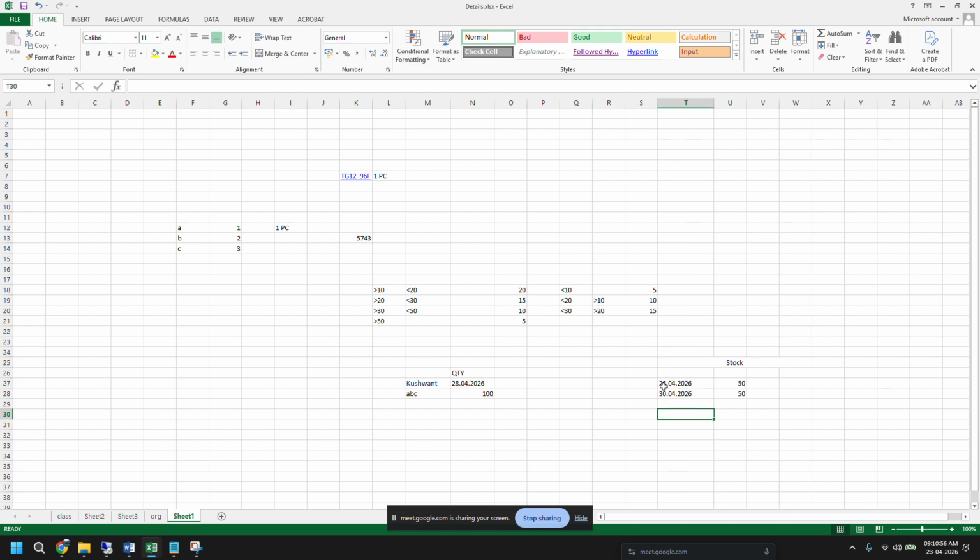Now there are two scenarios. Either Kuswant will say, okay, fine, send me 50 pieces on the 28th, and another 50 pieces you can send me on the 30th. I'm okay with it. Clear? That means the system is allowing partial delivery, or Kuswant is agreeing to the partial delivery scenario. If my quantity is more and you don't have sufficient stock to deliver at once, you can divide it as per the availability of the material. I'm fine with it.